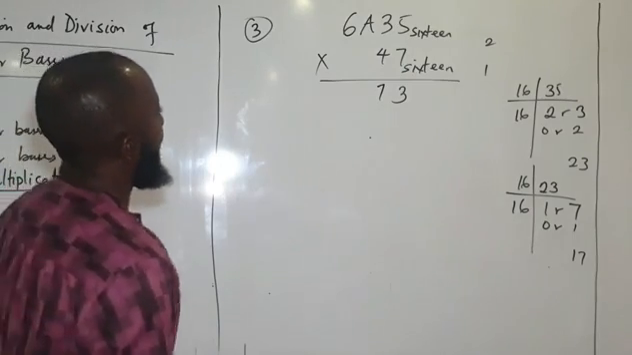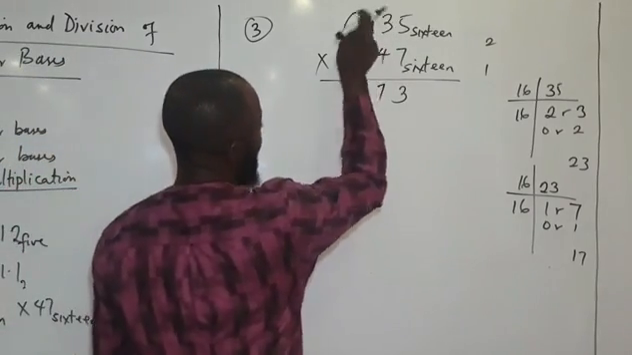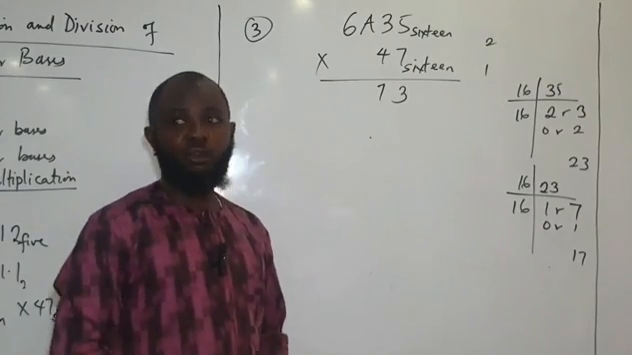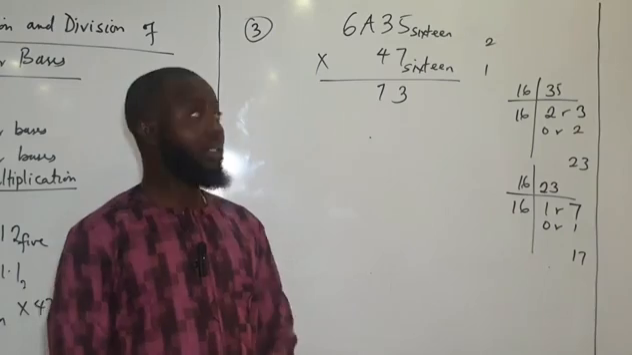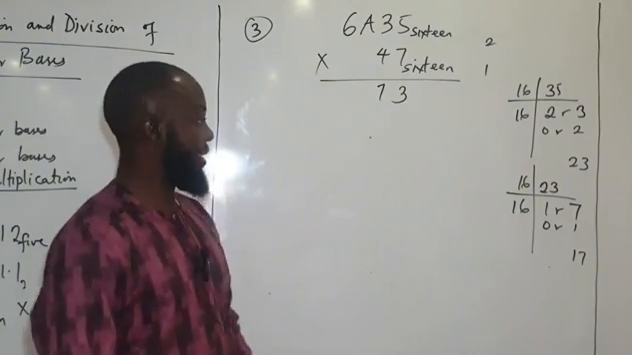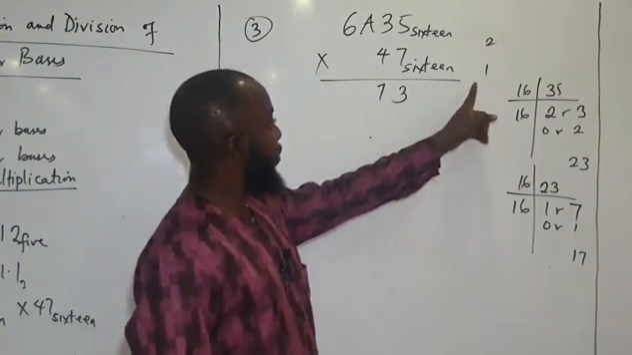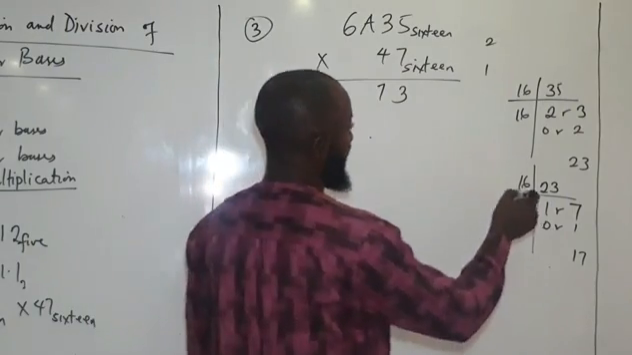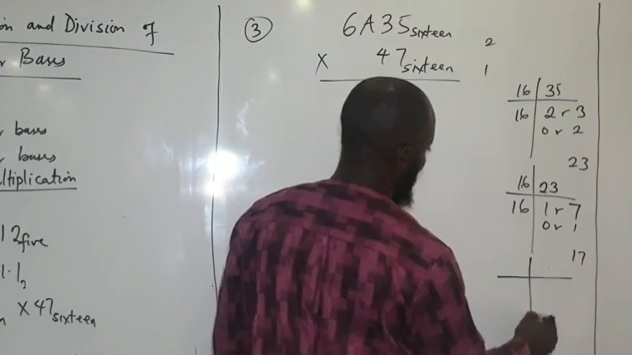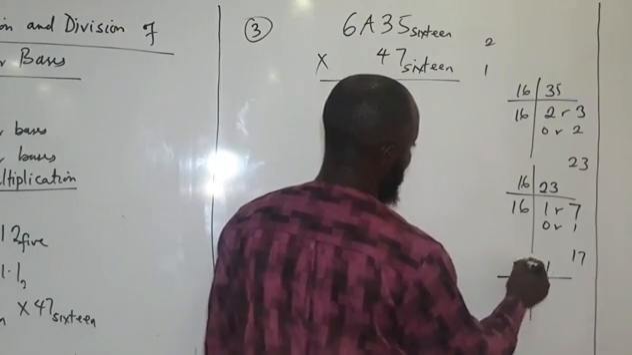Good. So 7 times A, what is the value of A in number base? That is what? 10. 7 times 10, that is 70. Don't forget we've carried 1. That is 71. So we change that 71 to base 16.